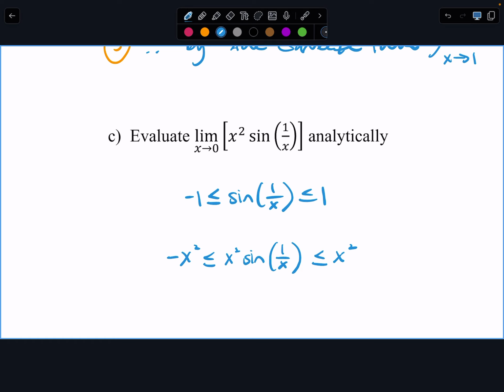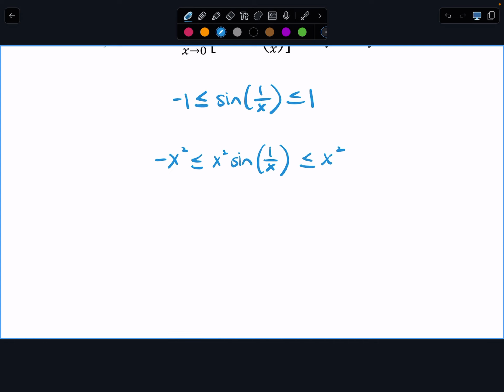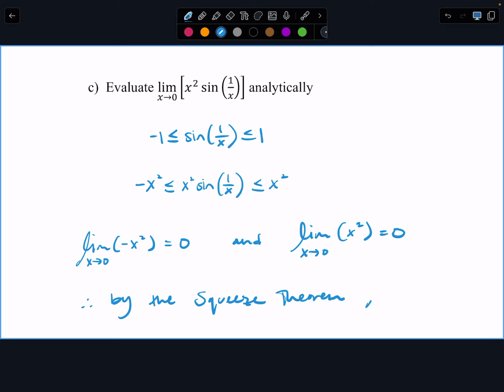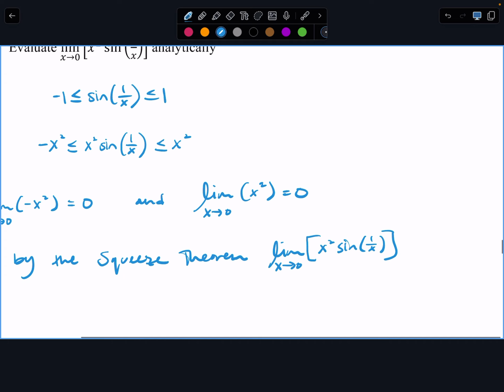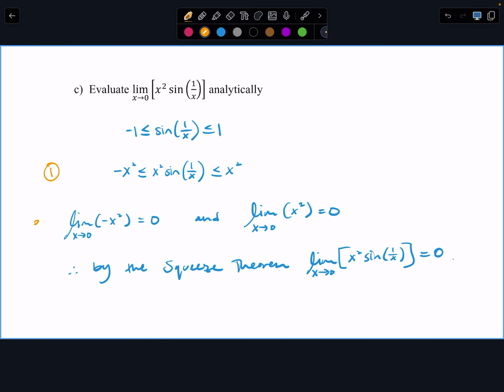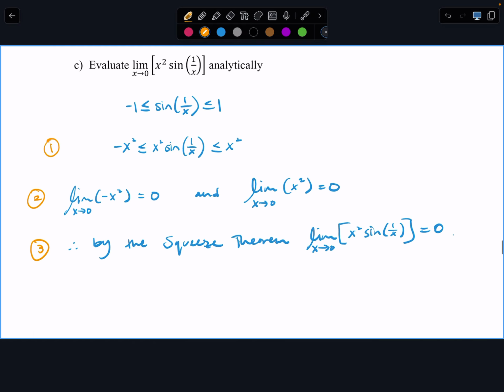Does that make sense? Okay, so now we have the inequality that we need, and now it's examining the limits of the outside functions. So the limit as x approaches 0 of negative x squared will be 0. And the limit as x approaches 0 of x squared will also be 0. Therefore, we can conclude by the squeeze theorem, the limit as x approaches 0 of x squared times sine of 1 over x is also 0. Right? Two conditions for the theorem to hold. Is that okay?